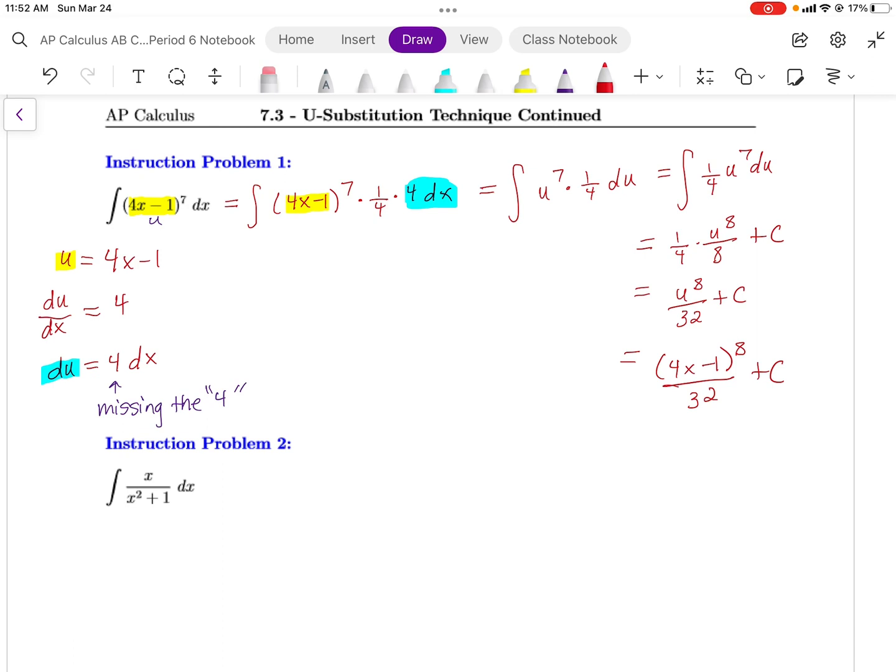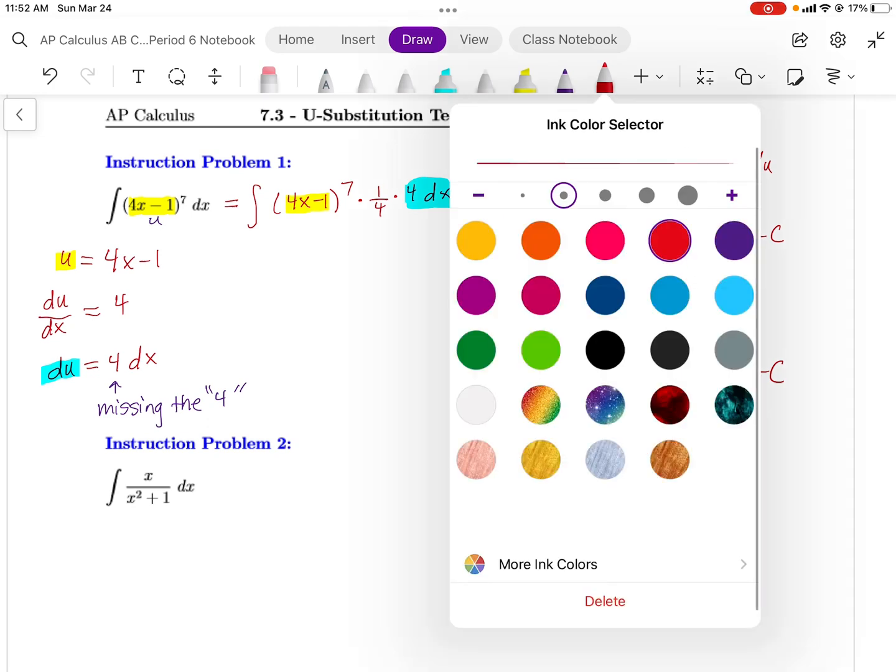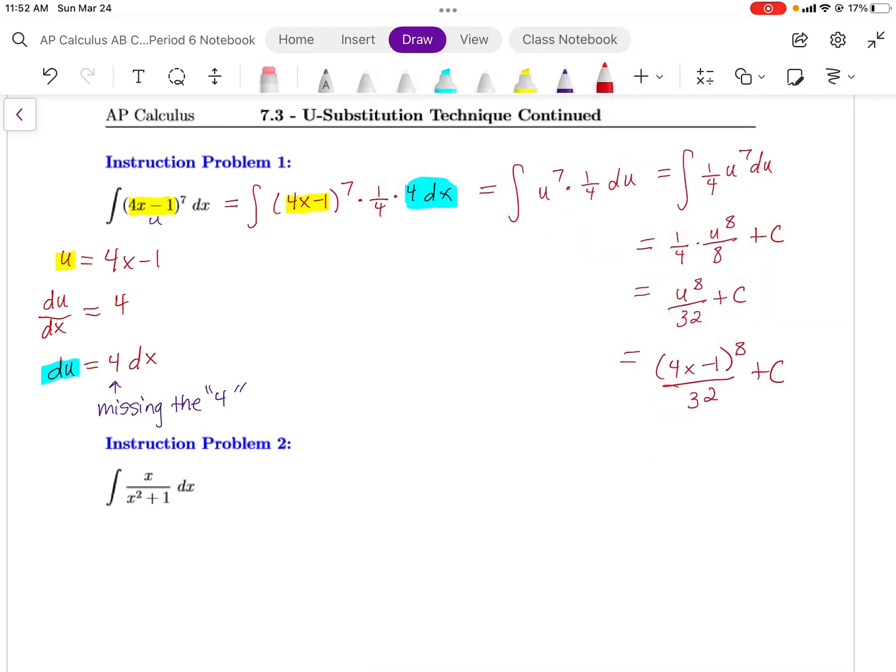So that's the idea: I need to force a 4 to appear by multiplying the expression by 1, so I'm not changing the expression. So force a 4 to appear by multiplying by 1/4 times 4. That's essentially what we did there.